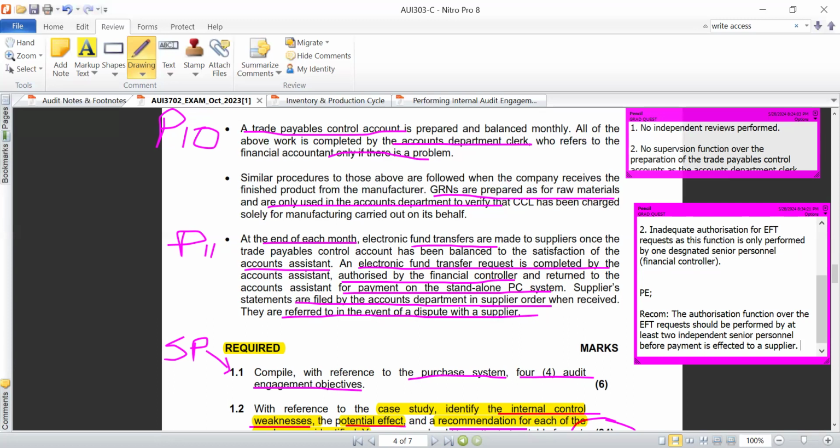Match the supporting documents to the supplier statements, the invoices, goods received notes, purchase order forms, supplier delivery notes. Once those documents have been matched and they agree together with the supplier statement, that's the only time when you authorize that EFT request. Why? Because you know you're paying for goods that were ordered, number 1, and goods that were actually received, number 2.